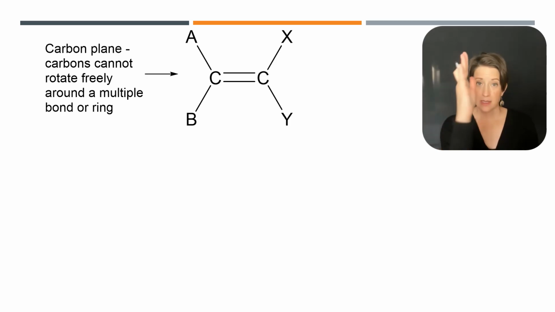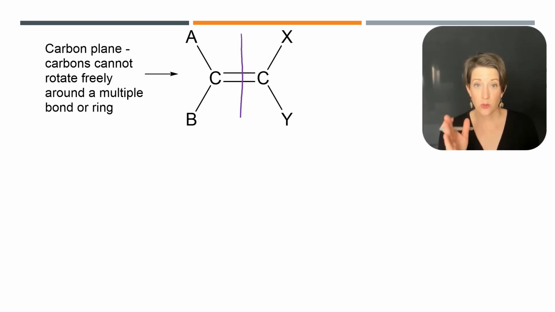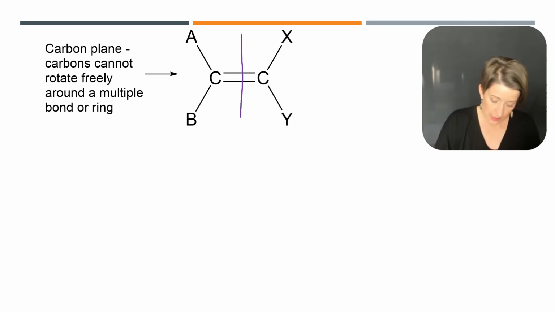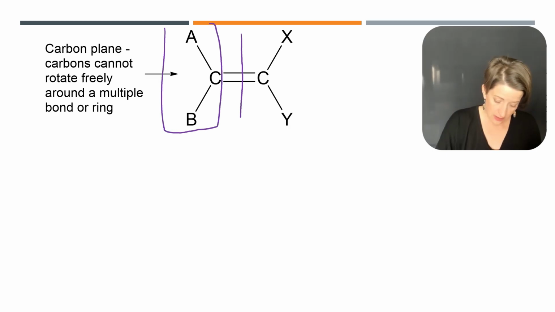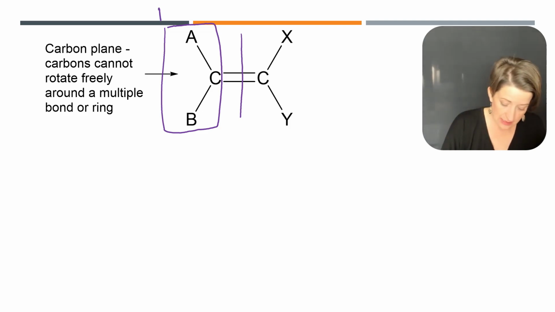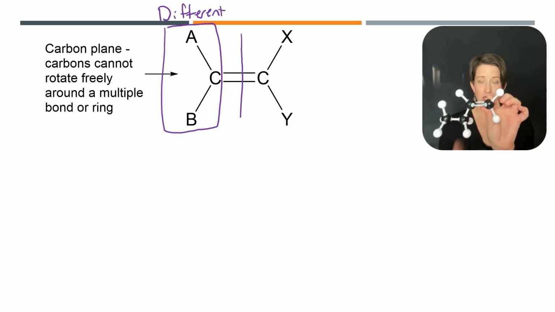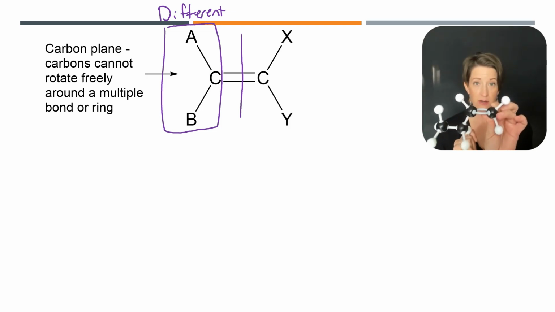What I do for cis or trans is first draw a vertical line that separates the groups of the two carbons that are participating in the double bond or in the cyclic structure. What we want to identify is what are the groups or atoms attached to one of those carbons. These need to be different. So if we look at this first atom, these are both hydrogens. Those are the same. That means that this structure is not a stereoisomer. It is not going to have cis or trans designations.